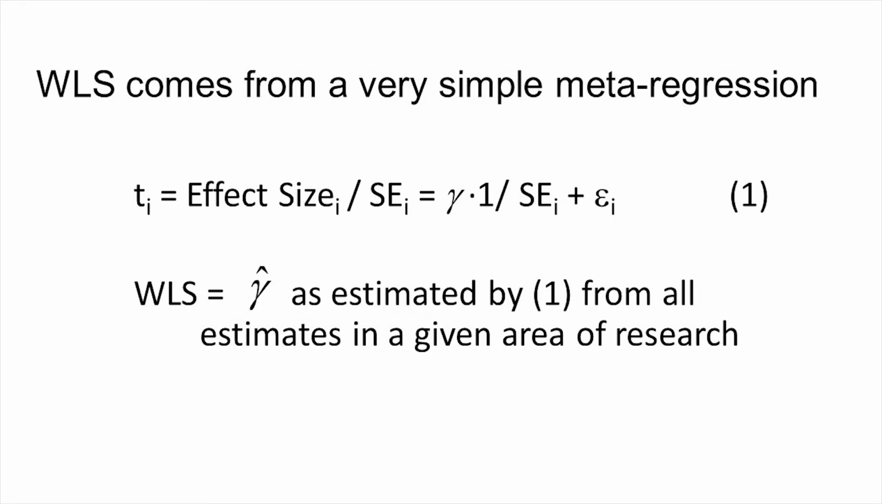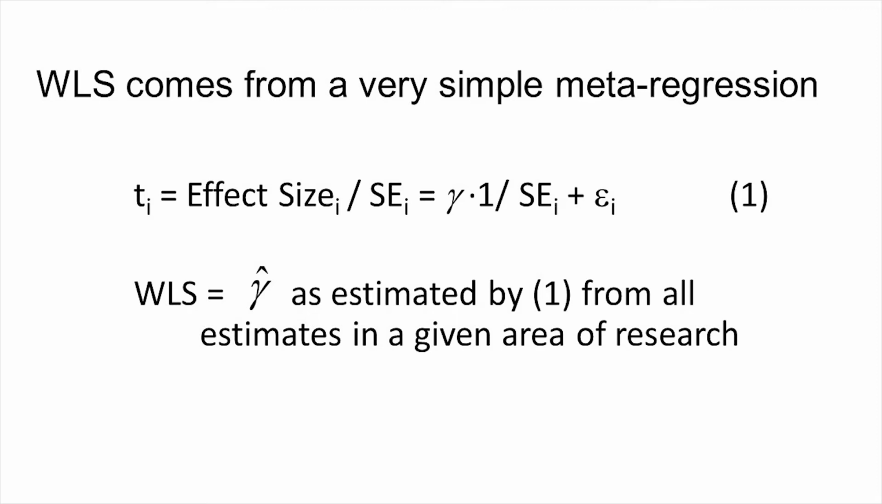WLS is calculated from the simplest possible regression, where the t-value, which is the effect size divided by its standard error, is the dependent variable, and 1 over the standard error is the independent variable. The estimate of gamma here is the weighted least squares weighted average. Notice that there's no constant or intercept in this regression. Any regression package will automatically calculate the estimated slope, which is the weighted least squares, and also calculate its standard errors and its confidence intervals.